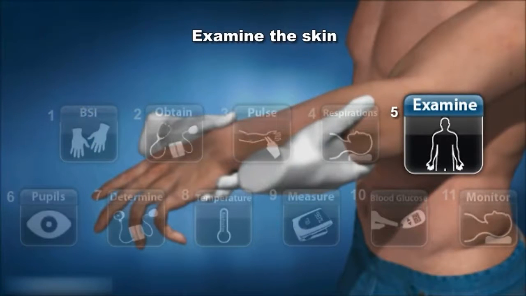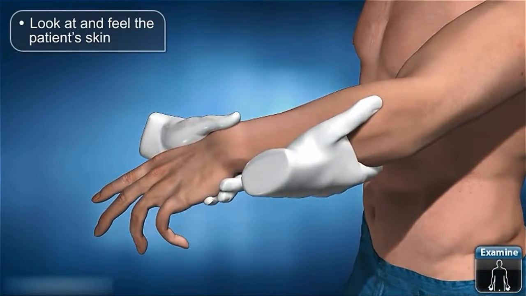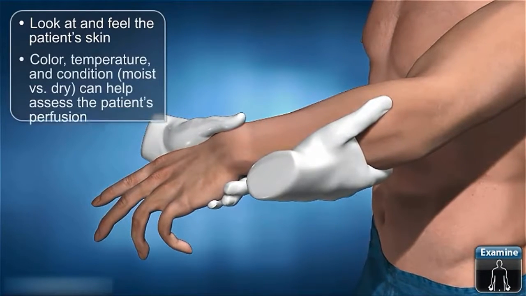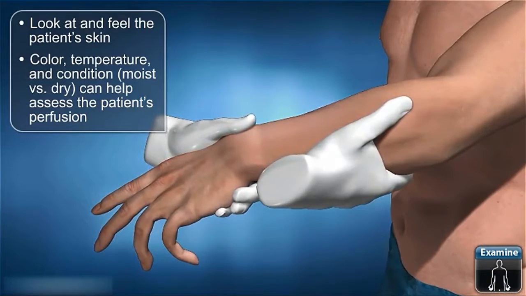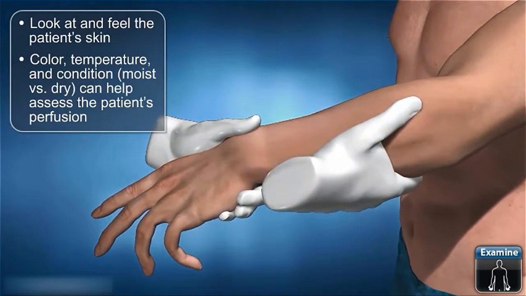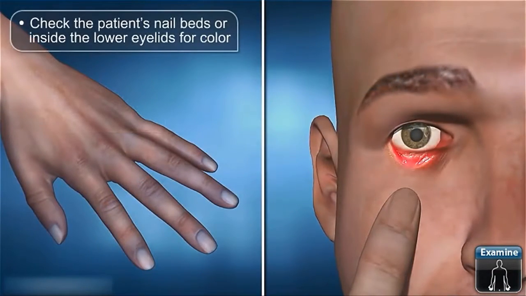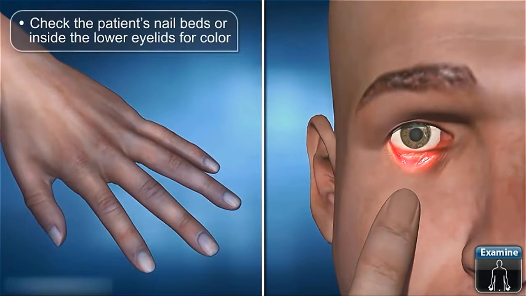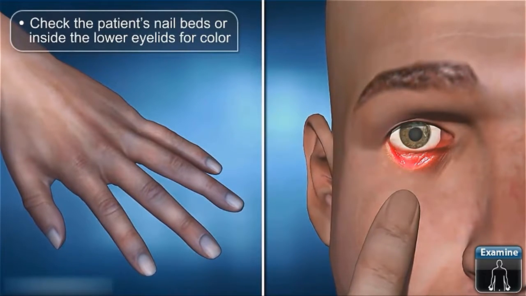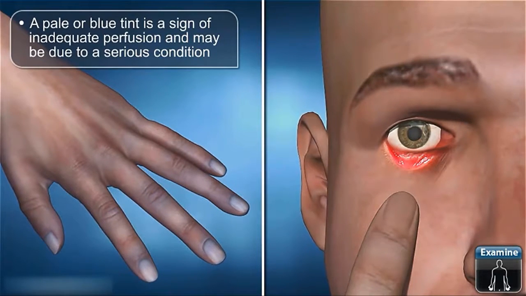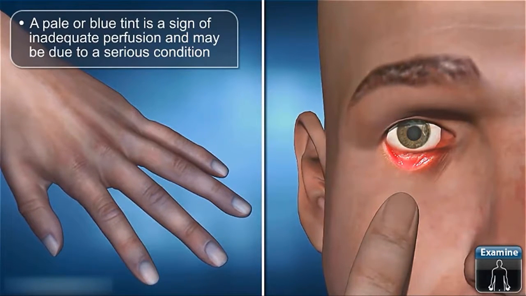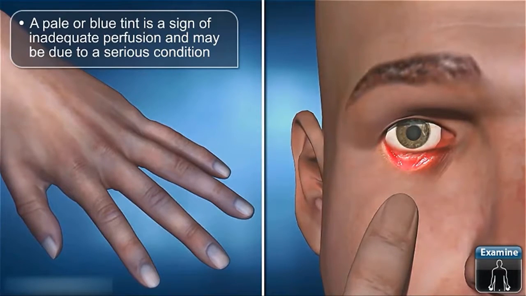Examine the skin. Look at and feel the patient's skin. Color, temperature, and condition, as in moist versus dry, can help assess the patient's perfusion. Check the patient's nail beds or inside the lower eyelids for color. A pale or blue tint is a sign of inadequate perfusion and may be due to a serious condition.